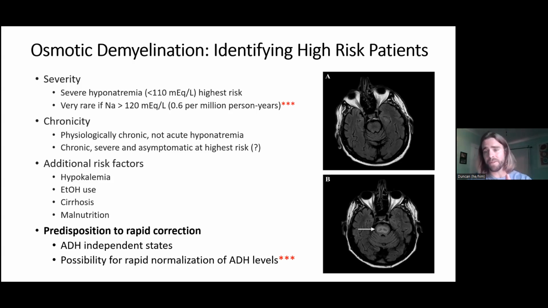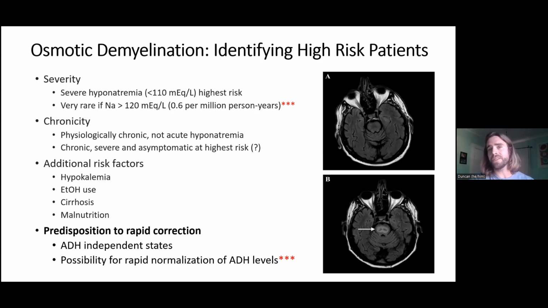And so from there, we got this idea, okay, it's from rapid correction. We started walking our correction rates back to around the 8 milliequivalents of sodium recommendation that we have today. But as we'll see, the data isn't entirely clear that rapid correction is the primary cause there. Instead, really keep your eye out for additional risk factors, and this has come up in every study that's looked at it.